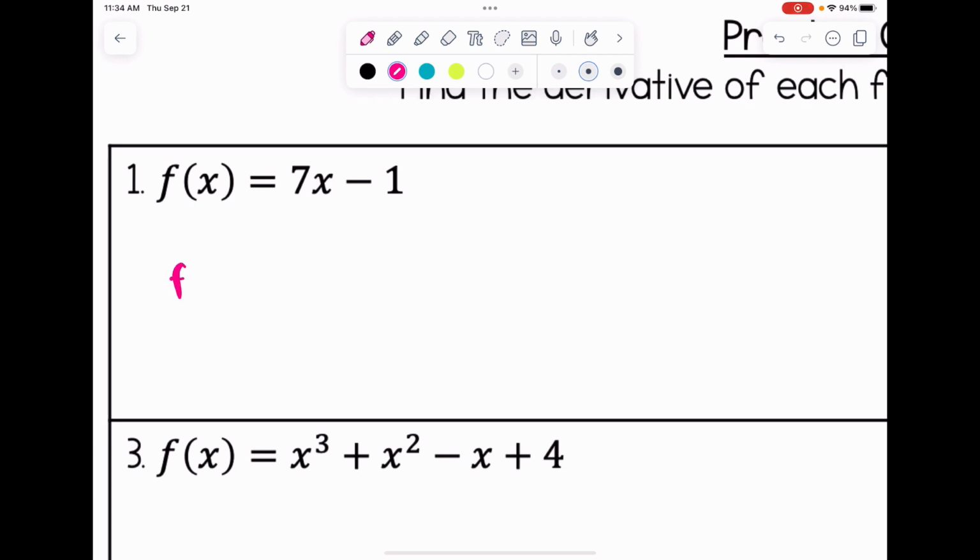In number 1, the derivative is simply going to be 7. I can see that I have these imaginary values in here, like this is 7x to the first minus 1x to the 0. Bring your exponents down in front, subtract the exponents by 1. You should know at this point that derivative is basically slope, and think about this line, 7x minus 1, the slope is 7, so it should make sense that the derivative of a line at any point is going to just be 7.